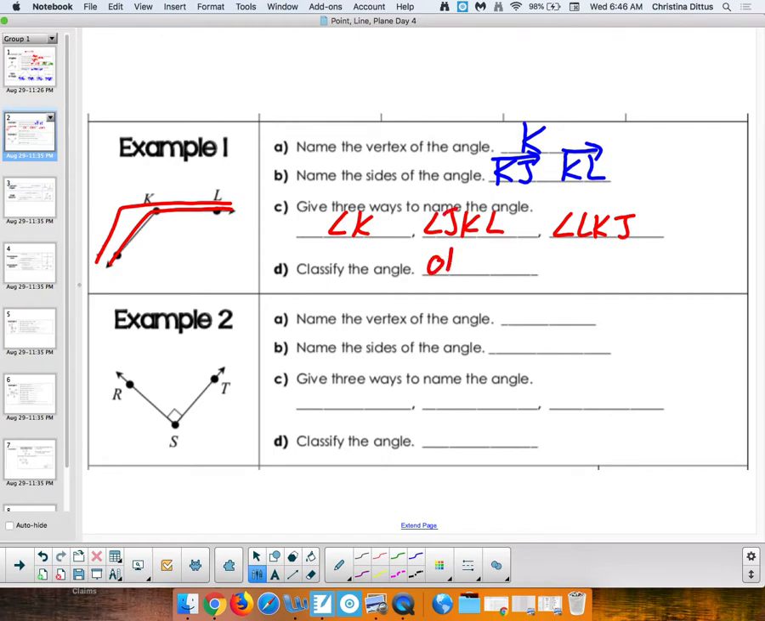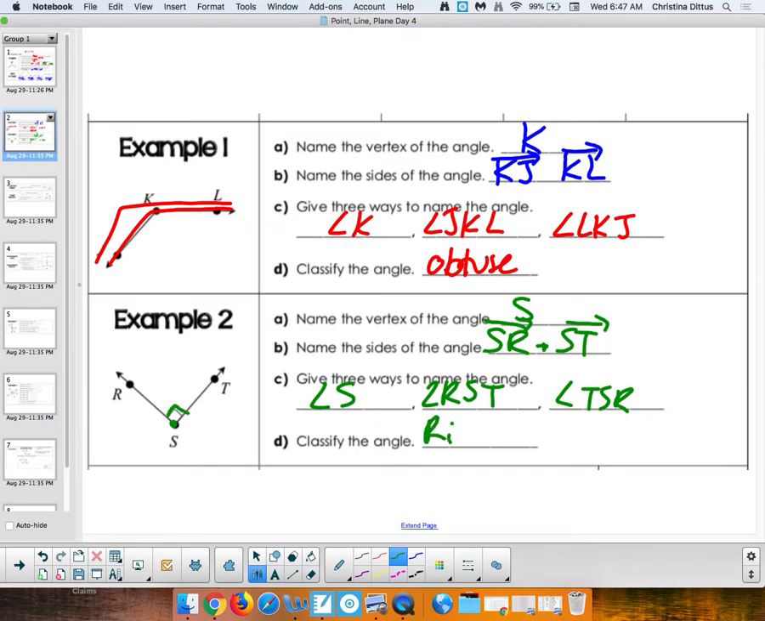Classify the angle. This is an obtuse angle because it is more than 90 degrees. Example 2, my vertex where my two rays meet is S. My sides, they start at S and go to R. And we got S and it goes through T. Name three ways to name it. I got my vertex, angle S. And then S has to be in the middle, RST, and TSR. Classify it, I got this little box thing that tells me it is a right angle.